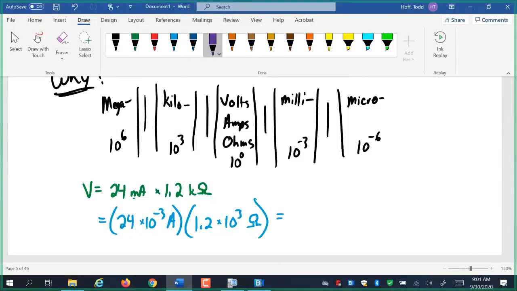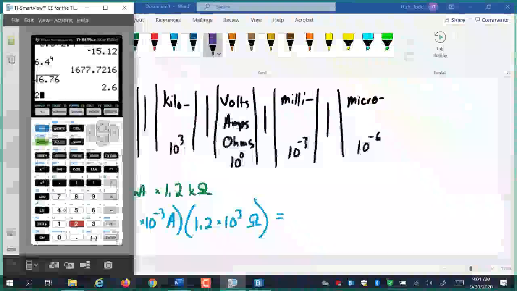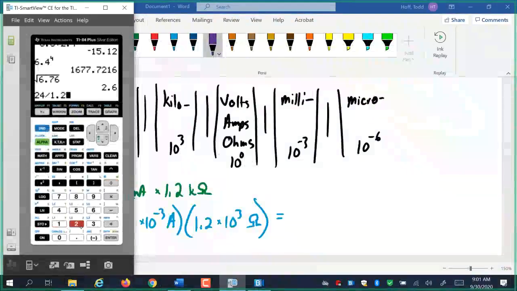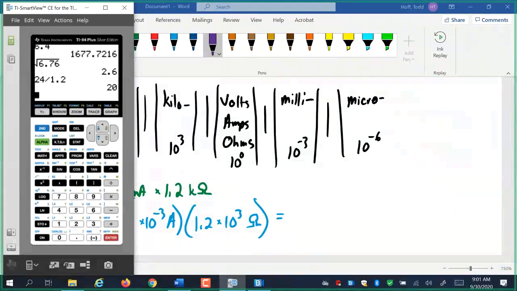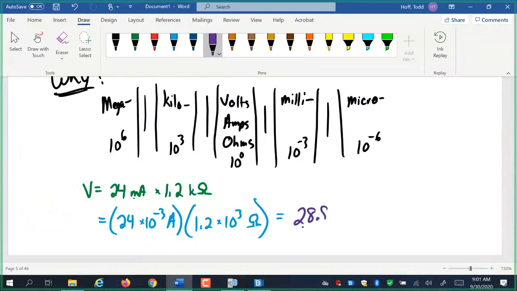So now I multiply 24 times 1.2. We do times, not divided, is 28.8. And then 10 to the -3rd times 10 to the +3rd. Well, -3 plus +3 is 0. That's 10 to the 0. An amp times an ohm is a volt, so that's just 28.8 volts.